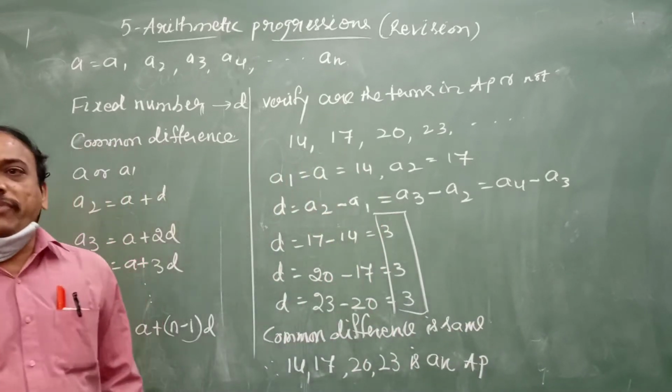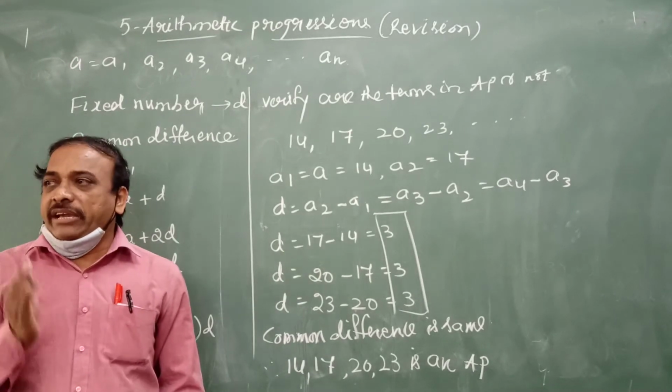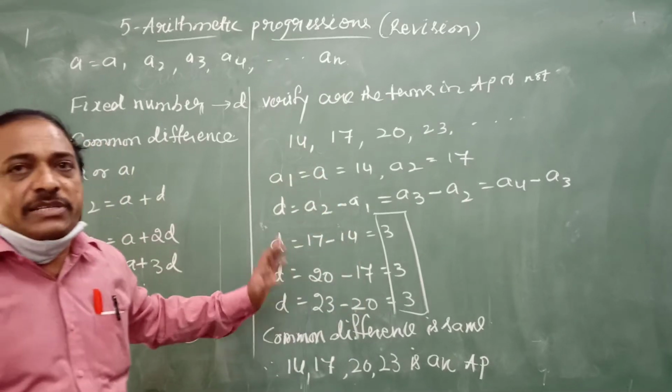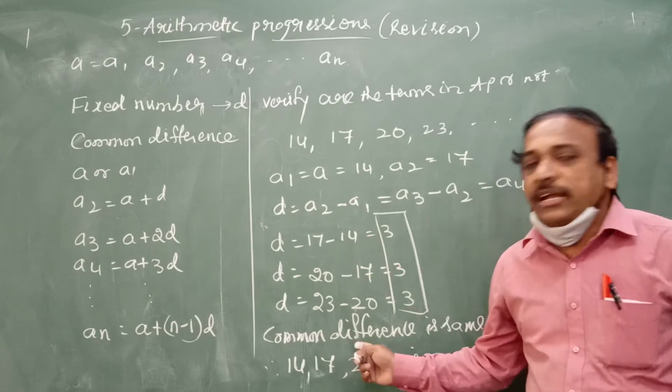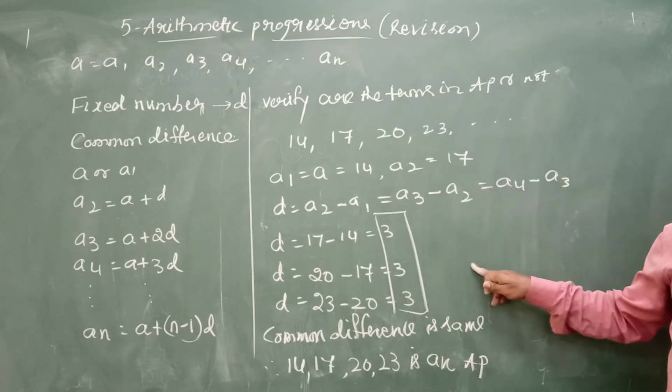So how do we identify whether the given terms are in AP or not? First you have to identify the terms A1, A2, A3, A4. Then you need to find the common difference between two successive terms. If the common difference is the same, then we say that the given terms are in AP, arithmetic progression.